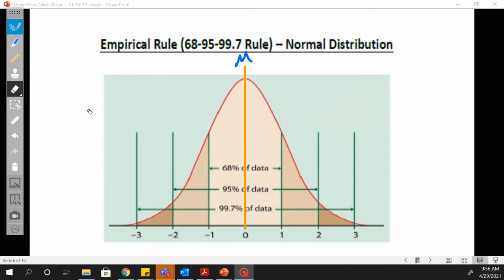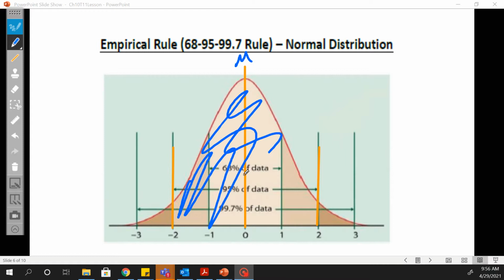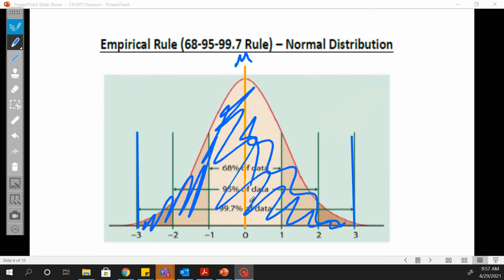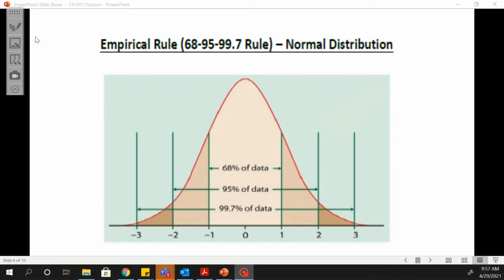95% of the data will be within two standard deviations below and two standard deviations above the mean. So right in here, 95% of the data is in there. And then, three standard deviations from the mean, above and below, so right here and right here, 99.7% of the data is between those two values. So almost all of the data.